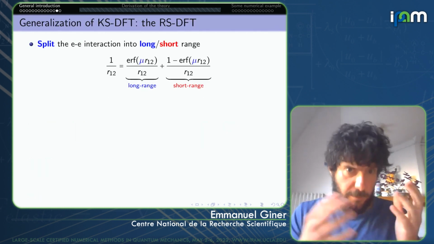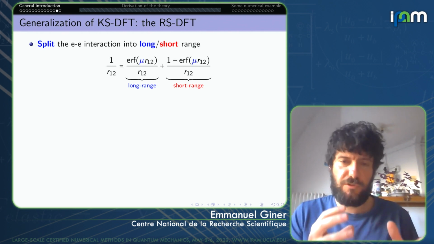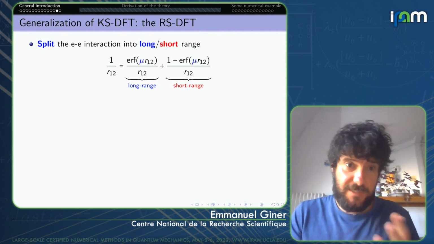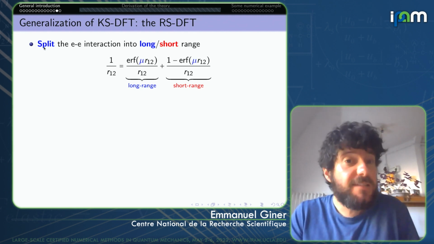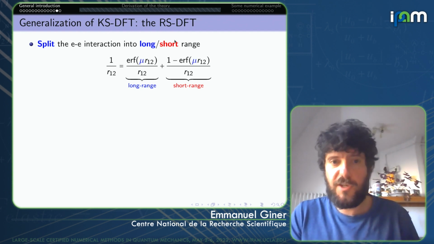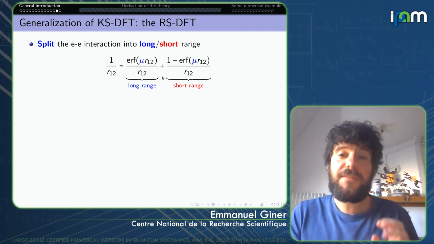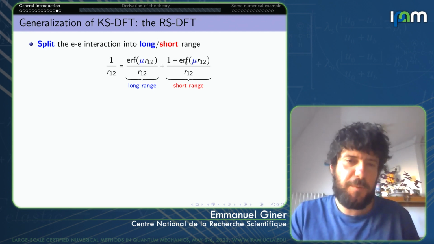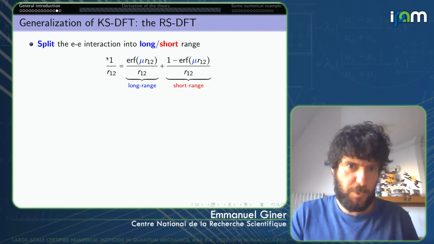So this is why some people have thought about a kind of generalization of Kohn-Sham DFT, the so-called range-separated DFT. In that framework, what you do is split the electron-electron interaction into a long range and a short range. The long-range part is essentially erf(mu r12) over r12, so that's a smooth function. And then you have the short-range part, the complementary part, such that the sum gives you, of course, the usual Coulomb interaction.